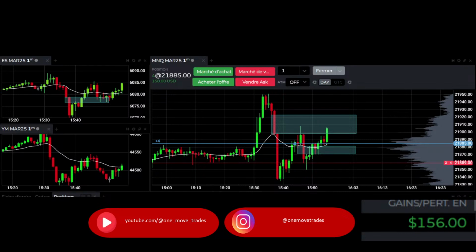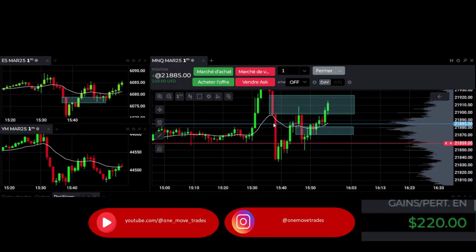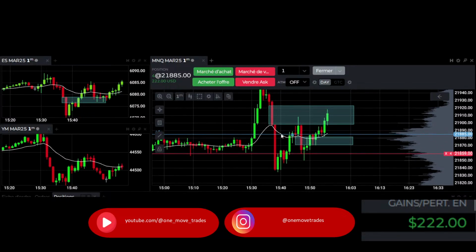So we have this entry that's being so slow. So sellers consider that price took this buy side liquidity, and then we have this huge displacement, so many traders will enter shorts. And if you pay attention to price action, I think that you will have the same bias like me.